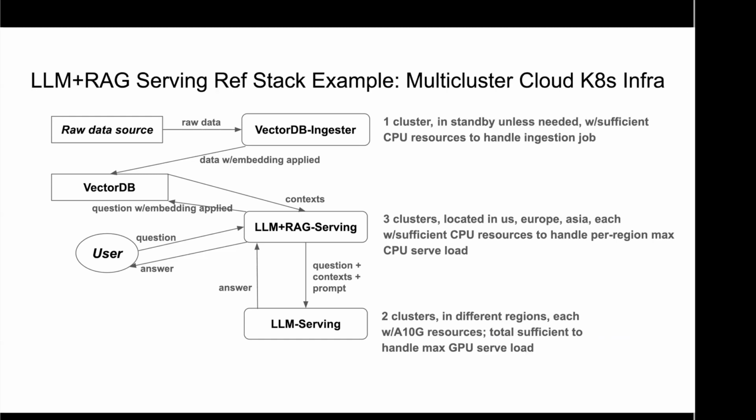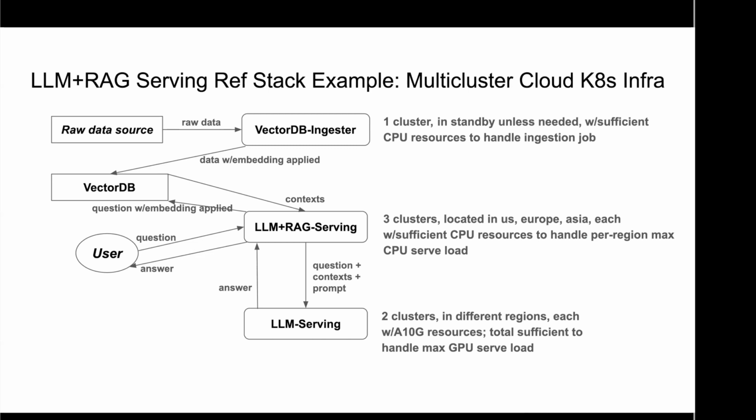Let's talk about some of our Kubernetes clusters needs to support this. In our reference architecture, we're going to use one cluster for the vector database and ingester piece, along with the raw data source. The availability and uptimes on this component are not as high as the other two. So we'll just use one cluster for this. And for our LLM and RAG serving component, we'll use 3 clusters, mainly to spread the load and spread our availability or risk of downtime across 3 different regions. We picked US, Europe, and Asia.